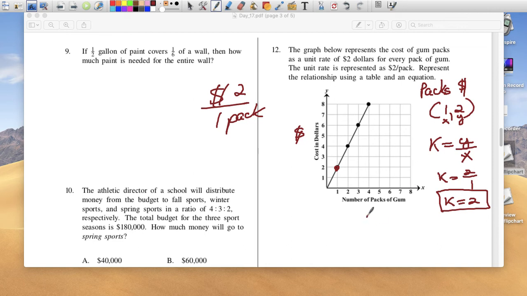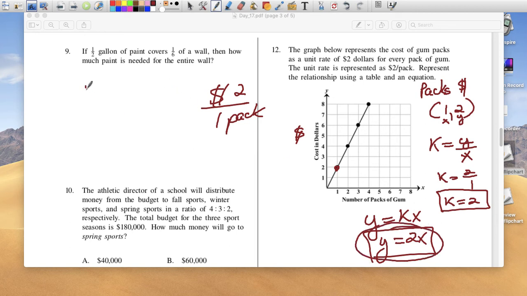Our equation, remember, is y equals kx, if it's proportional. Let's leave y as it is, and replace k with 2. So this is our equation. The total I pay, which is represented by y, is 2 times however many packs of gum I buy. If I buy 1, it'd be 2 times 1, which is 2. If I buy 5 packs of gum, it'd be 2 times 5, which would be 10. So I can use this equation to find out.